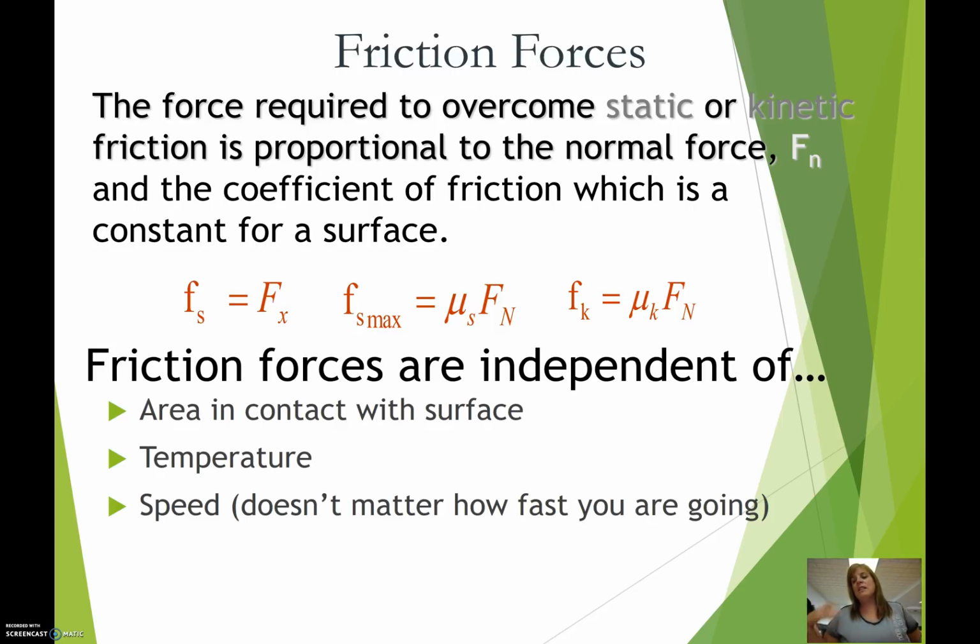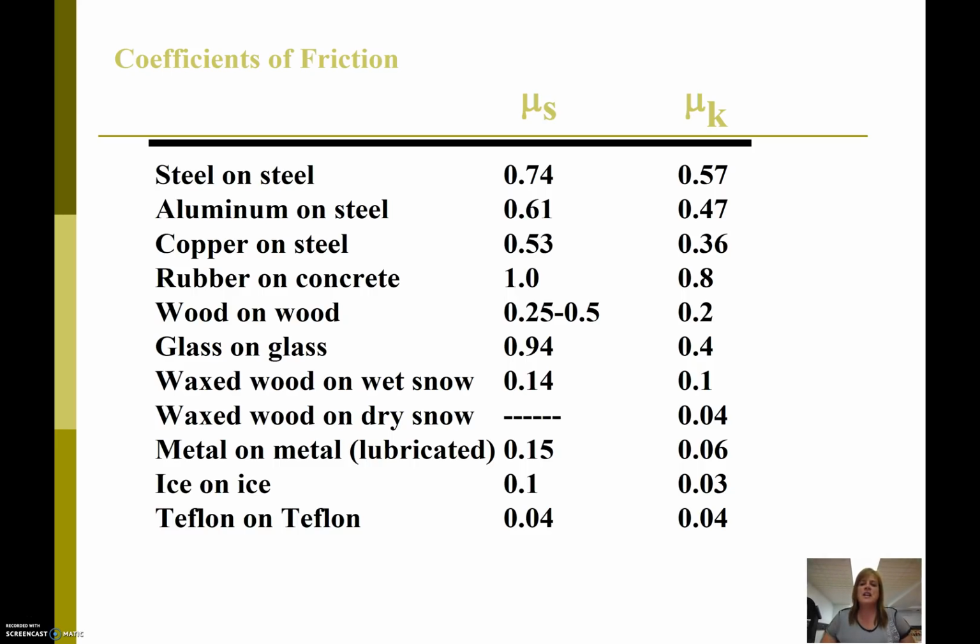Temperature also doesn't matter unless that temperature changes the coefficient, maybe makes it stickier, like if I start to melt stuff. Also, speed doesn't matter. It doesn't matter how fast I'm going. The coefficient of kinetic friction does not change. So let's talk about this coefficient. It's symbolized by the Greek letter mu, and it's either sub s or sub k if I'm talking about static friction or kinetic.